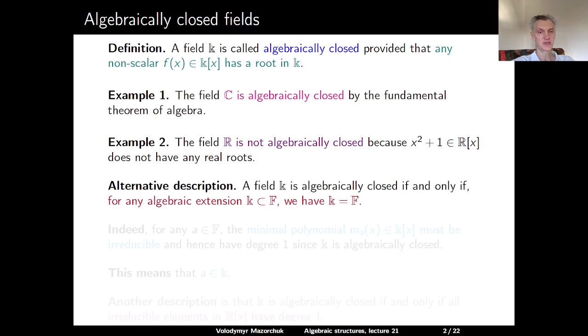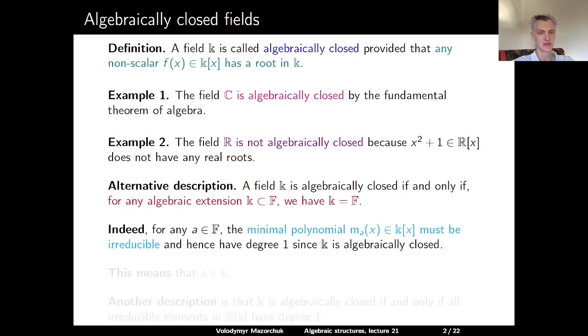An alternative description of an algebraically closed field is the following. A field K is algebraically closed if and only if, for any algebraic extension of this field, so K is a subfield of F and this extension is algebraic, we must have that K is equal to F. So a field is algebraically closed if and only if it doesn't have any non-trivial algebraic extensions.